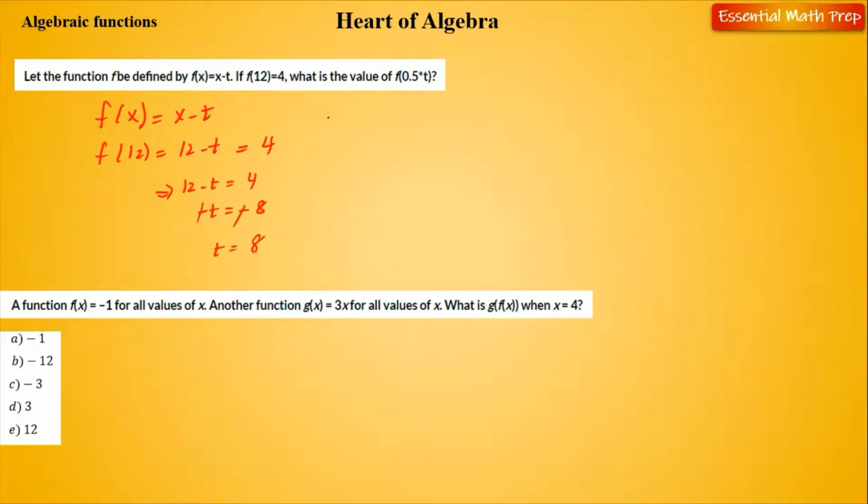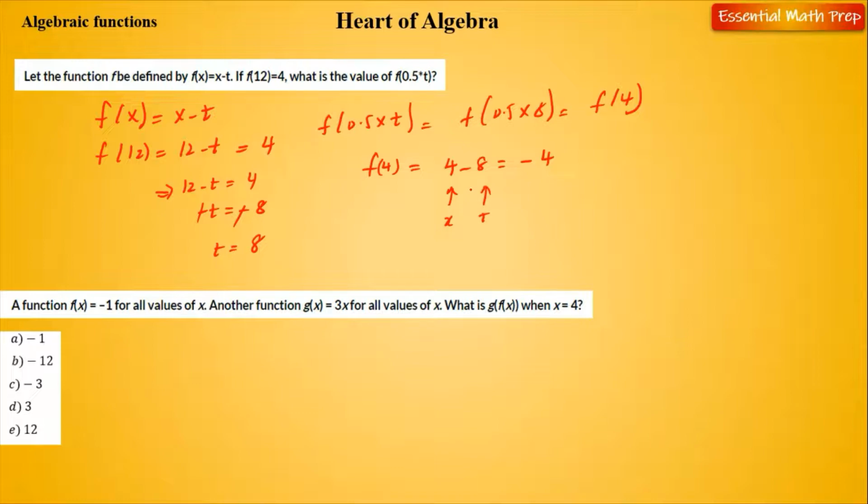So what is f of 0.5 times t? That would be f of 0.5 times 8, which is f of 4. What is f of 4? F of 4 would be 4 minus 8 equals negative 4. This is our x value and this is our t value. So x minus t would be 4 minus 8, which is negative 4.